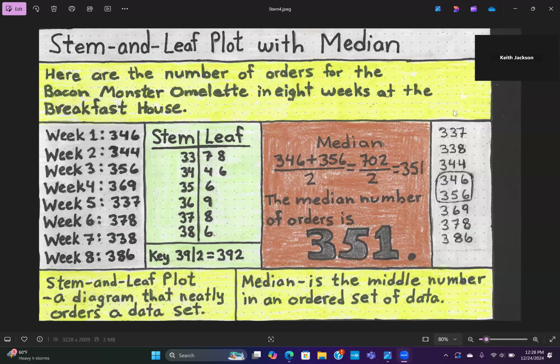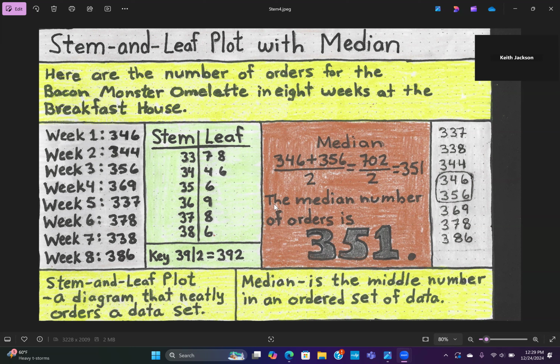In this video, we are going to pair the stem and leaf plot with the median. The stem and leaf plot is a diagram that neatly organizes a data set, while the median is just simply the middle number in an ordered set of data.